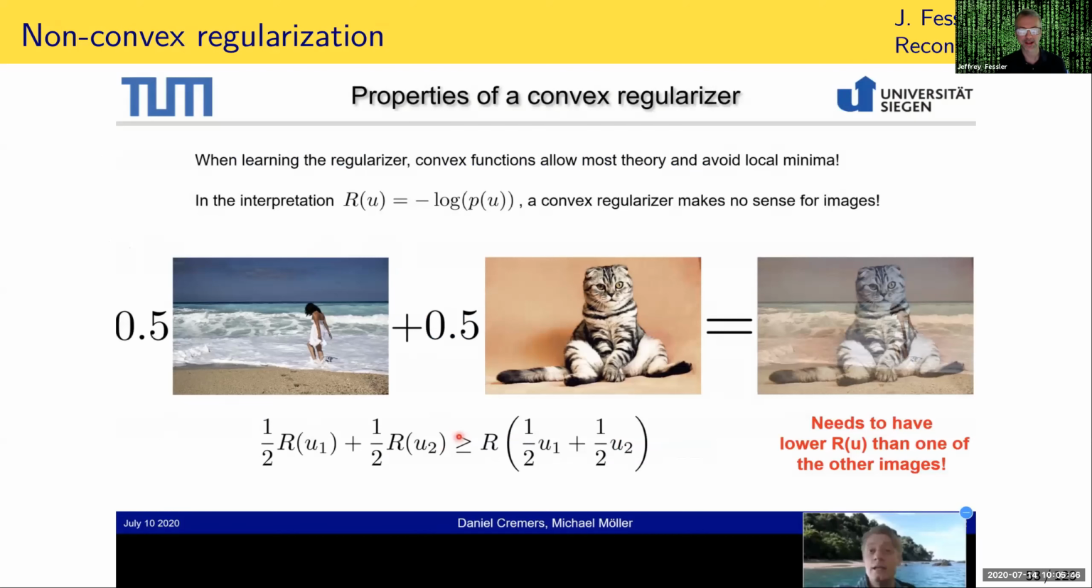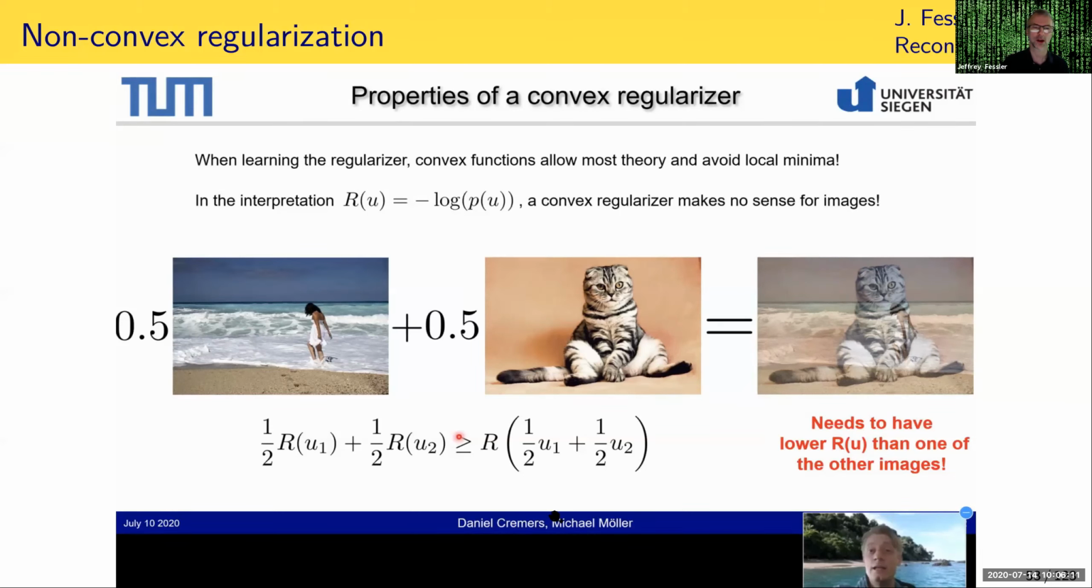Now here I'm borrowing a slide from Daniel Kremer's and Michael Muller's nice tutorial on Friday. Everything I've shown you up until this point was convex cost functions, and almost everything I show you hereafter is going to be non-convex. And so the optimization problems are harder, but they made a very interesting point that you probably need non-convex regularizers to really get good image quality.